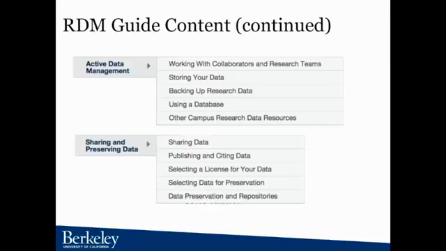A section on sharing and preserving data: why sharing is important, what it can help accomplish, information about publishing and citing data, selecting a license for your data, for instance from Creative Commons, and guidance on how to select data for preservation, how to find a repository within your discipline or here on campus using a system called Dash, pointing people to best practices and the state of the art, acknowledging that this is moving quite fluidly and dynamically.